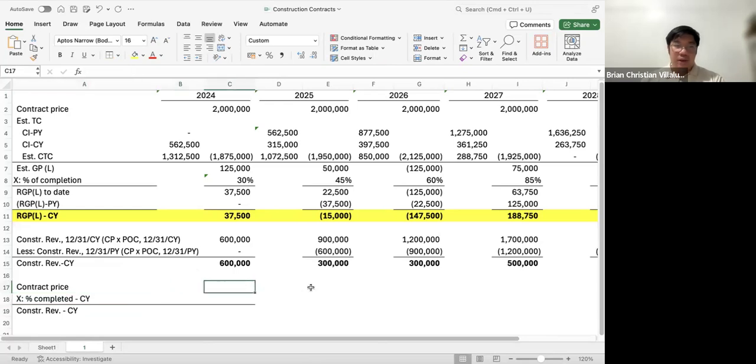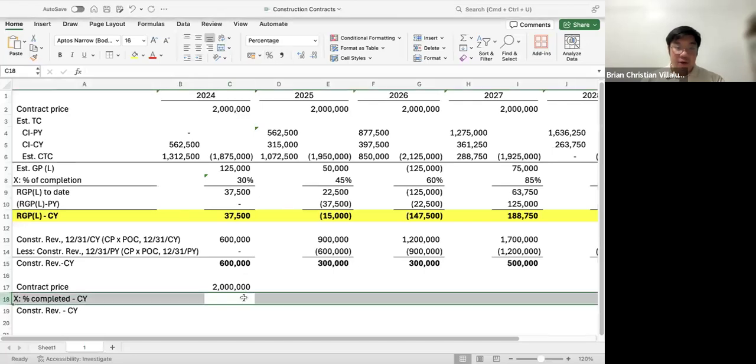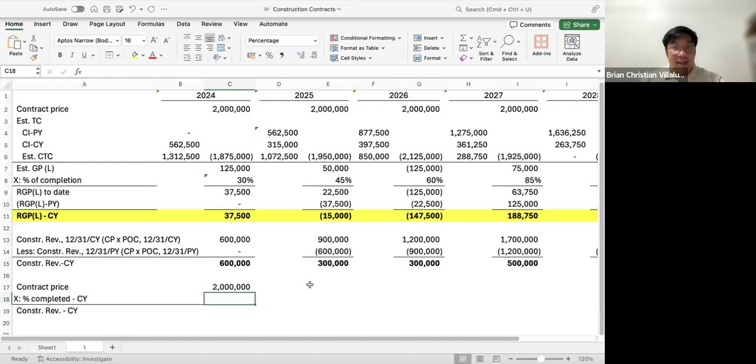Okay? Ganito gawin natin, papakita ko sa inyo. 2024 ulit. Contract price is 2 million. How do you determine the percentage completed in the current year? You simply get the difference between the two percentages, CY and PY. But since nasa first year pa lang naman tayo, percentage completed mo is equal to 30%. So 2 million times 30%, you get 600,000. Same ba? Yes. Nakuha?